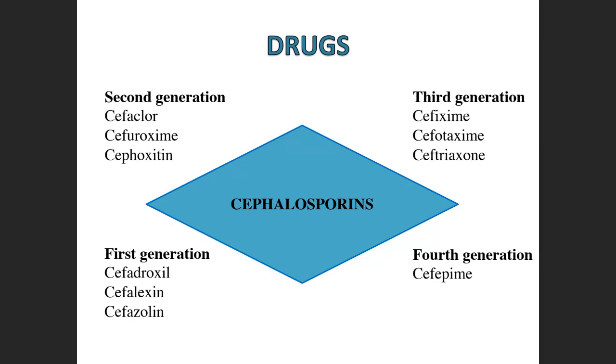So, okay, where have we come to? Cephalosporin. So what about the cephalosporin? Cephalosporin is divided into first generation, second generation, third generation, and fourth generation types of drugs.